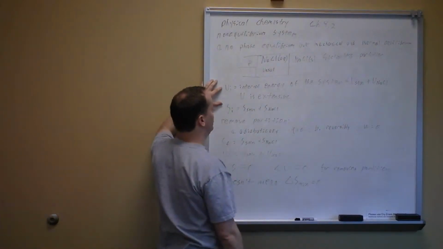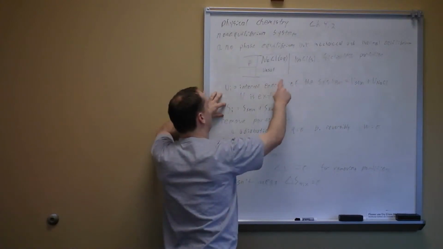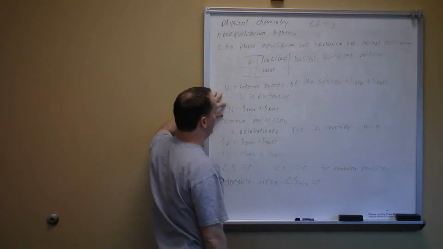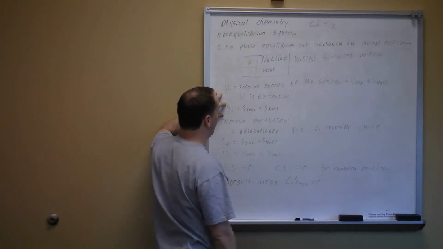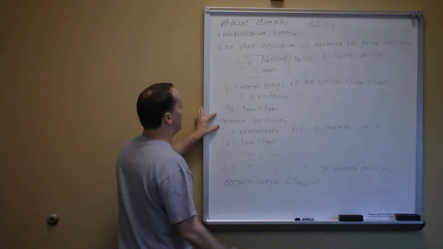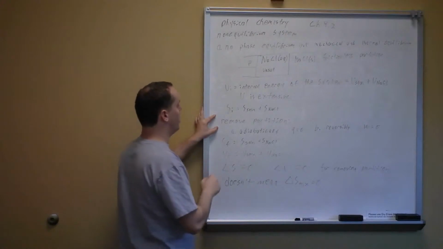Because internal energy is extensive. Likewise, the total entropy of the system is going to be the entropy of the solution plus the entropy of the solid salt. Again, that's because entropy is extensive. Now, let's say we remove the partition, and right away look at it exactly the same way.